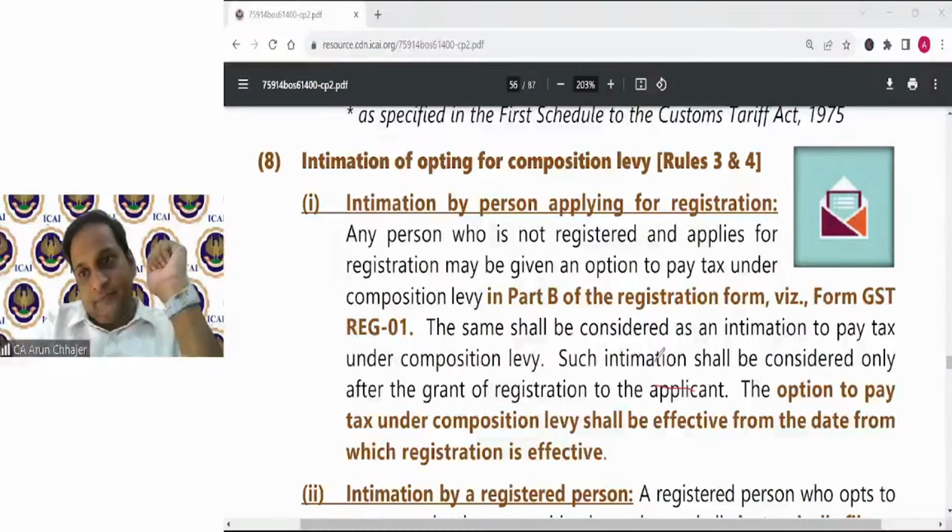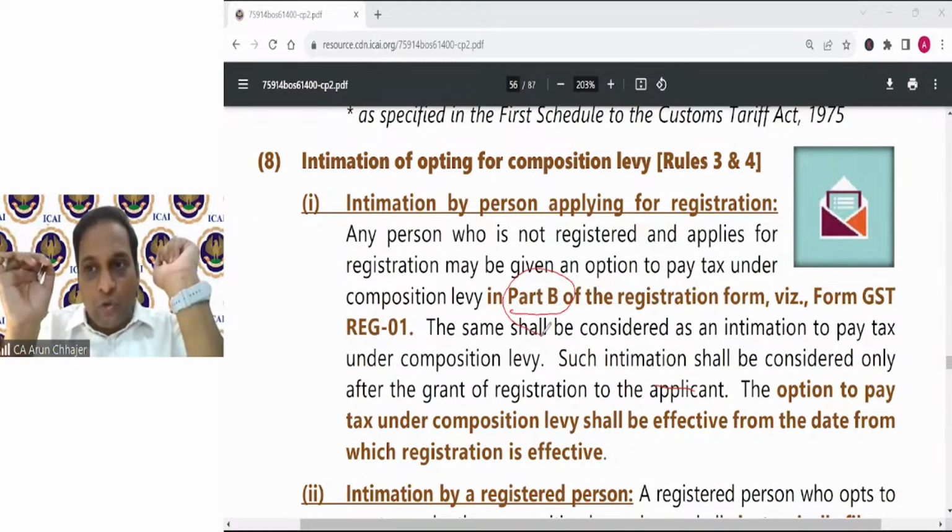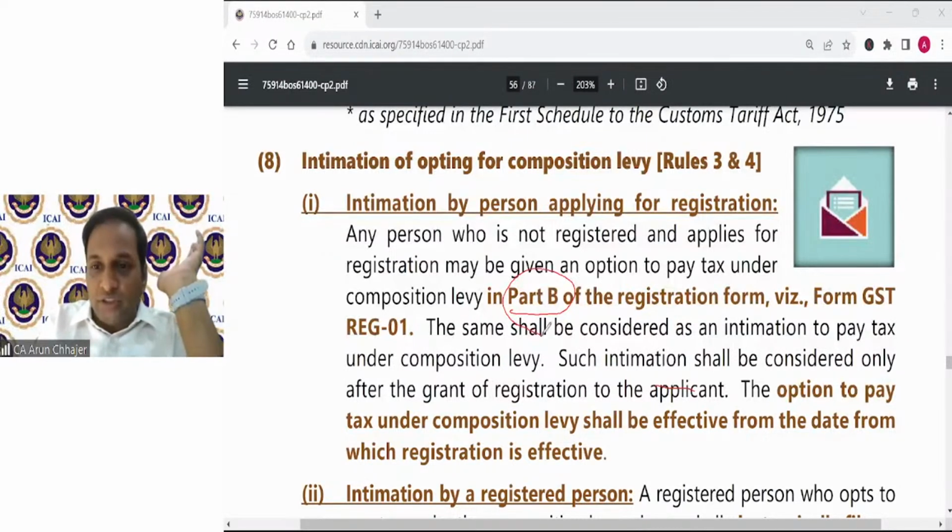Now, any person who is making a fresh application in the GST regime — I am talking only about the person making a fresh application — when he is making the application, there is an option in Part B to tick whether he would like to go for composition or not. He needs to simply tick. If it is ticked, it means he is going for composition. The same shall be considered as intimation to pay the tax under composition. Such intimation shall be considered only after the grant of the registration to the applicant.